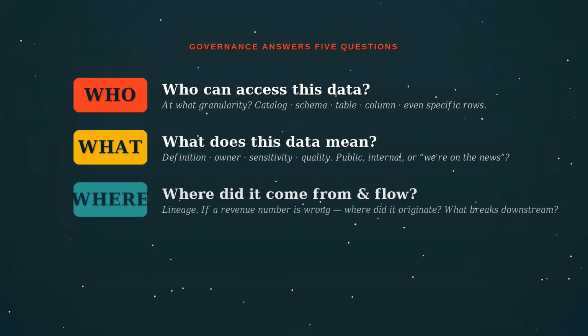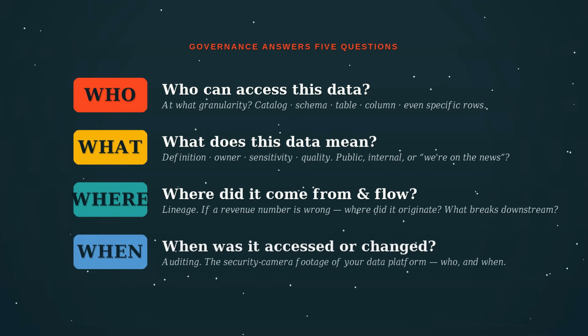The third question is where. Where does the data come from and where does it flow? This is lineage. If this revenue number is wrong, where did it originate? And if I change this column, what dashboard downstream am I about to break? Question 4: when? When was this data accessed or changed, and by whom? This is auditing. It is the security camera footage of your data platform.